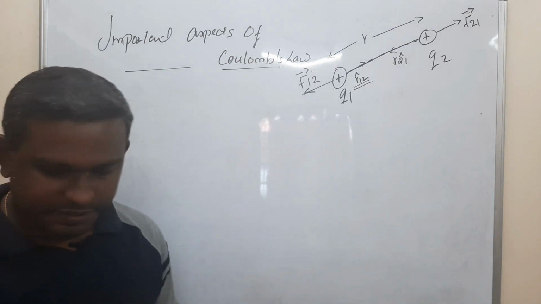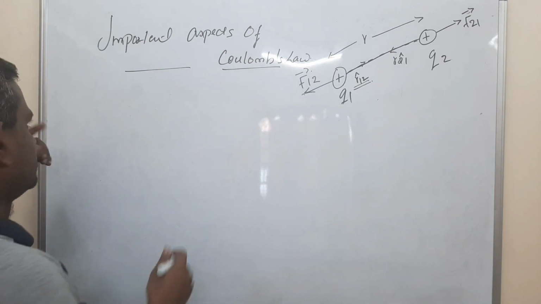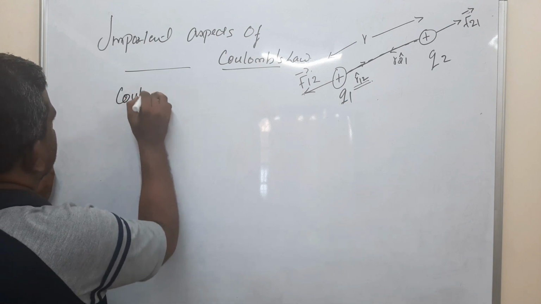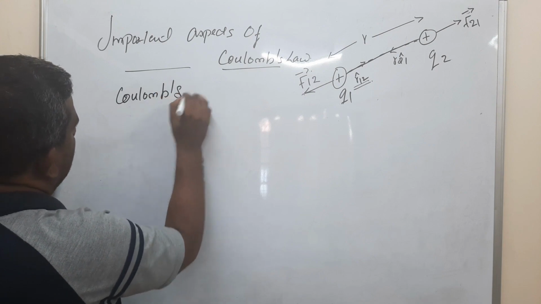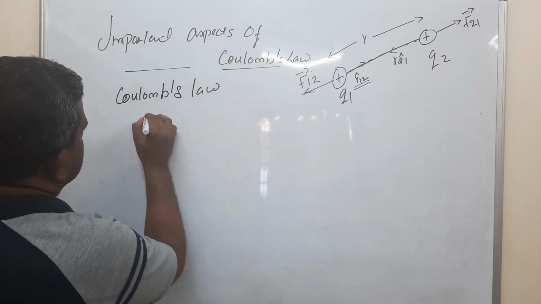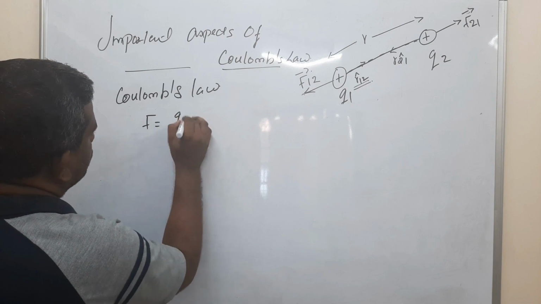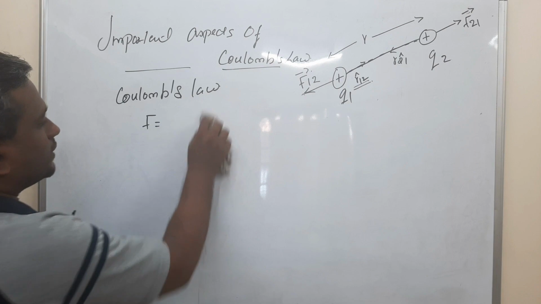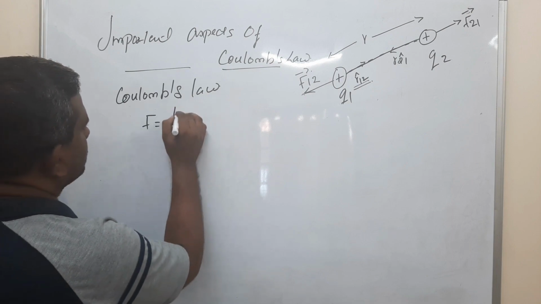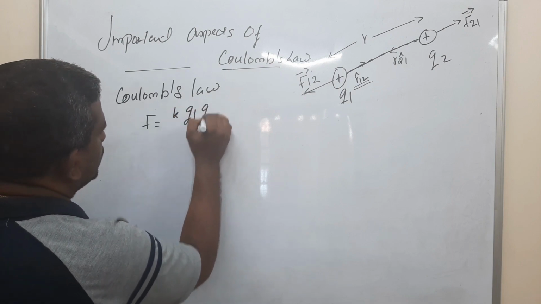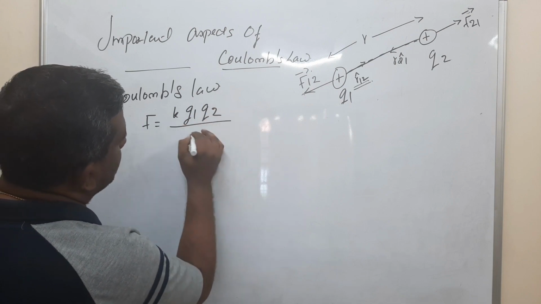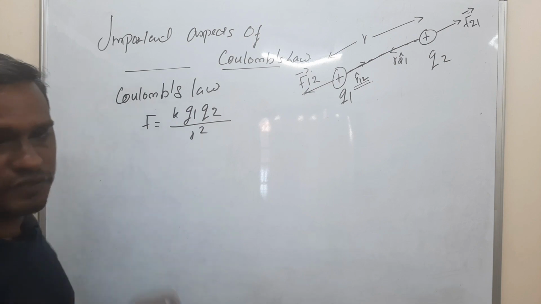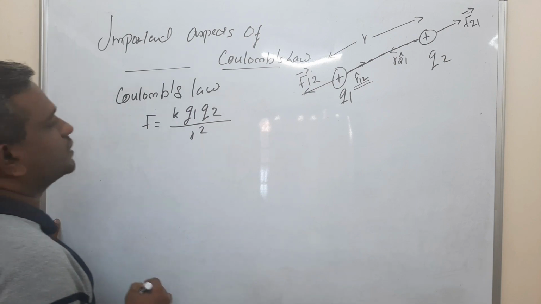So the next point, Coulomb's law. F is equal to K into Q1 Q2 by R square. This is the magnitude form, not the vector form.